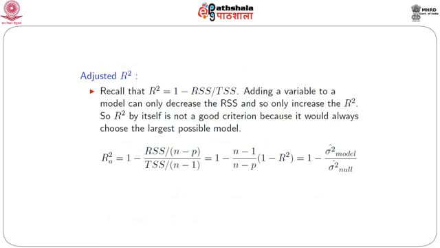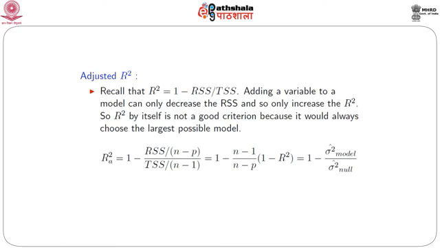Now, using adjusted R square. Recall that R square can be written as 1 minus residual sum of squares divided by total sum of squares. Adding a variable to the model can only decrease the residual sum of squares, so it can only increase the R square. So R square by itself is not a good criterion because it would always increase with the inclusion of added predictors. Now here is an expression for the adjusted R square, and this is how it counters the effect that R square has with the inclusion of a parameter into the model.